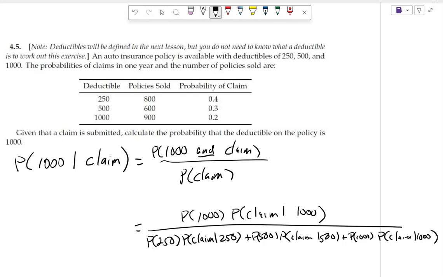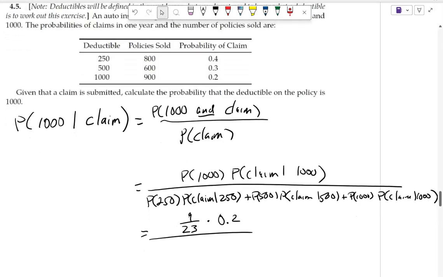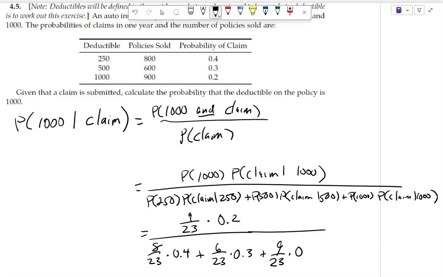And can we fill in all the blanks now? That's not too bad. We just said that 1,000 is 9 out of 23, which was 900 out of 2,300. The probability of that claim was 0.2. 250 is 8 out of 23, and the probability of that claim is 0.4. For 500, it was 6 out of 23, and that claim probability is 3/10. And then that last was 9 out of 23 times 0.2.